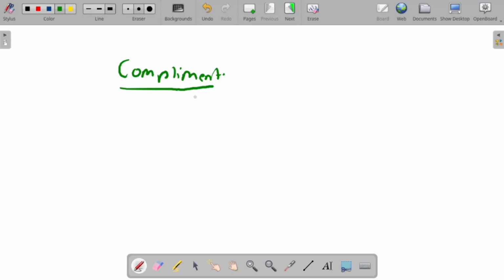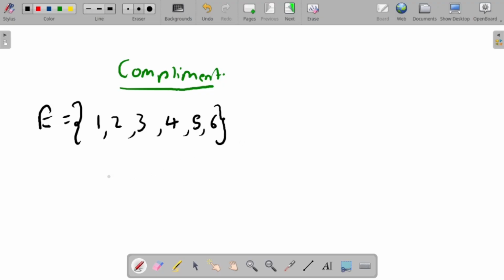For instance, if our universal set E is equal to 1, 2, 3, 4, 5, 6. If this is our universal set, then they say our A is equivalent to 2, 4, 5, like that. Then they're asking us a question to say, find A complement.